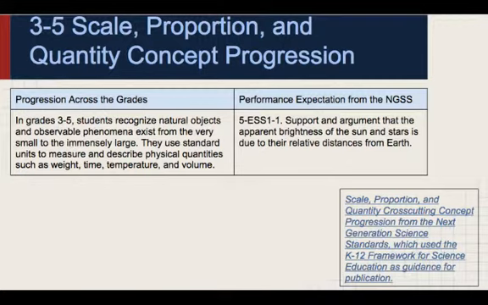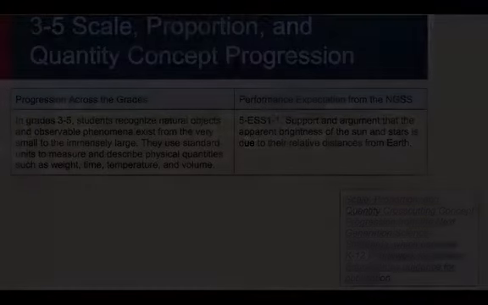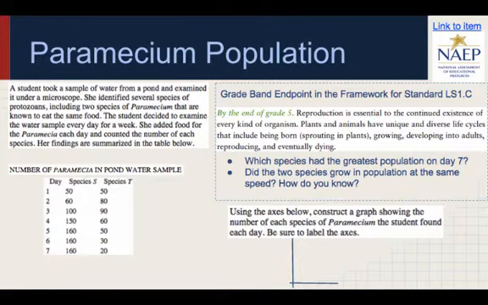In grades 3 through 5, students recognize natural objects and observable phenomena exist from the very small to the immensely large. They use standard units to measure and describe physical quantities such as weight, time, temperature, and volume. Support and argue that the apparent brightness of the sun and stars is due to their relative distances from Earth. Students in grades 3 through 5 focus on being able to describe and compare objects and phenomena based on measurement. This NAEP item requires students to graph the daily population growth of two different species of the protozoan Paramecium over the period of a week.